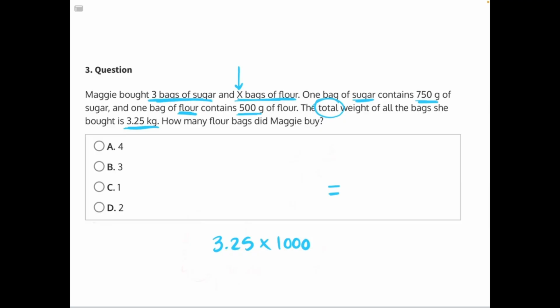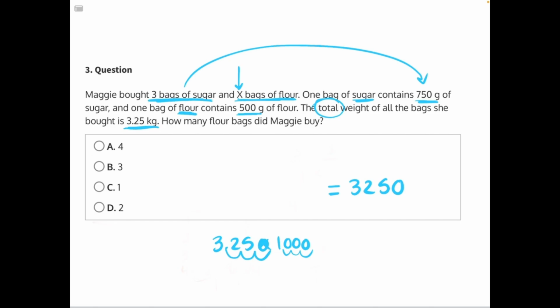Again, anytime we're multiplying by tens, hundreds, thousands, you're moving your decimal point the same number of places as you have zeros. So here we have 1, 2, 3 zeros. So we're going to move the decimal point 1, 2, 3 and add a 0 in that empty space. So this whole equation is going to equal 3,250 grams.